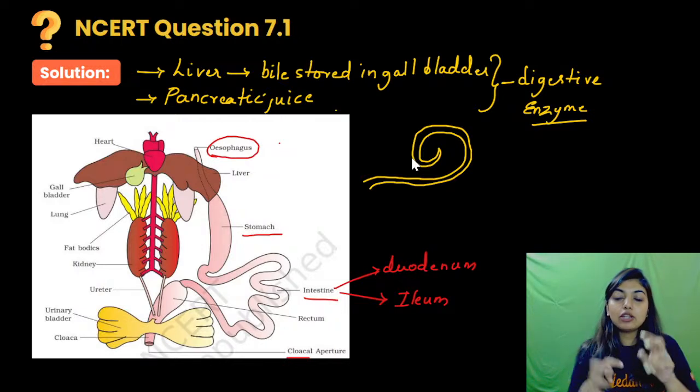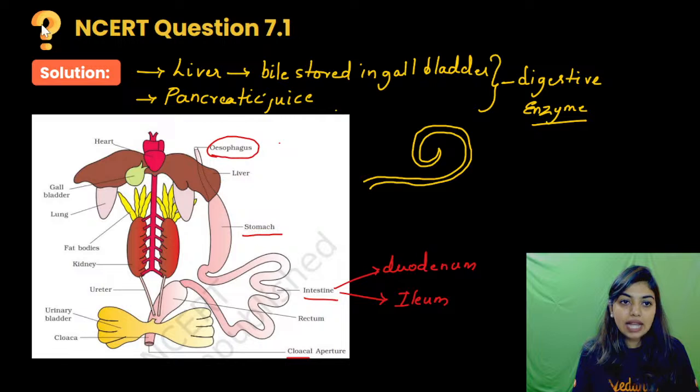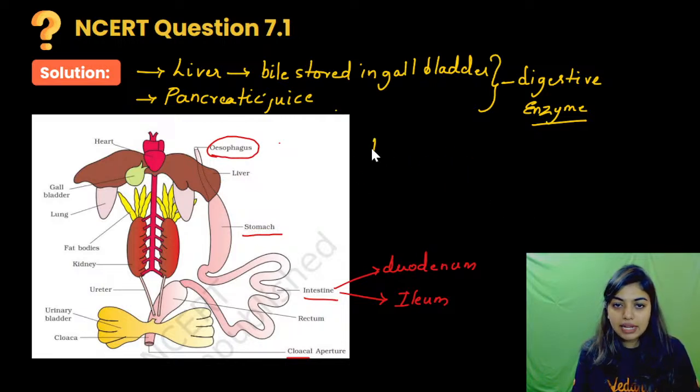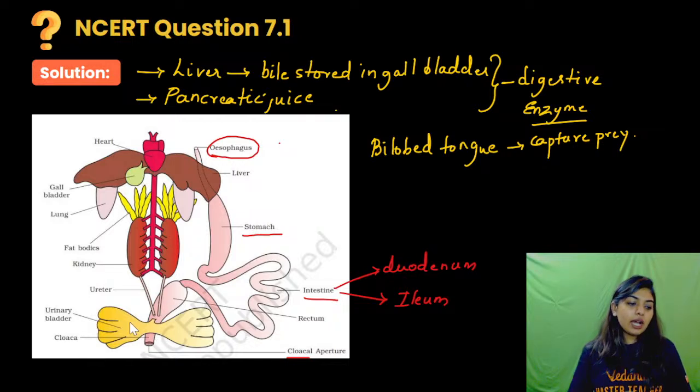So this bilobed tongue actually helps the frog to extend the tongue in such a way and go catch the insect. Now once it catches the insect with the help of the bilobed tongue, I'm telling you every line of NCERT, it's going to use a bilobed tongue to capture the food. Capture the prey, we get it. Now, see, they will secrete bile that is stored in the gallbladder. Okay, food is captured by the bilobed tongue.